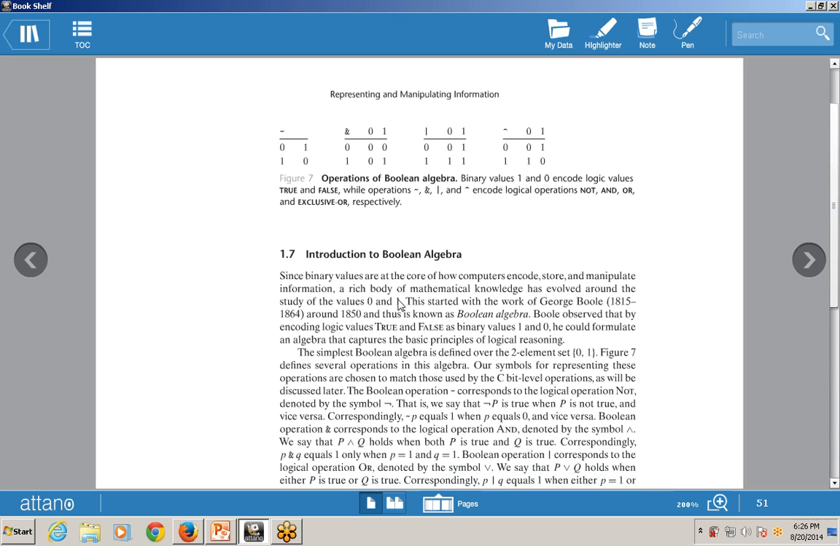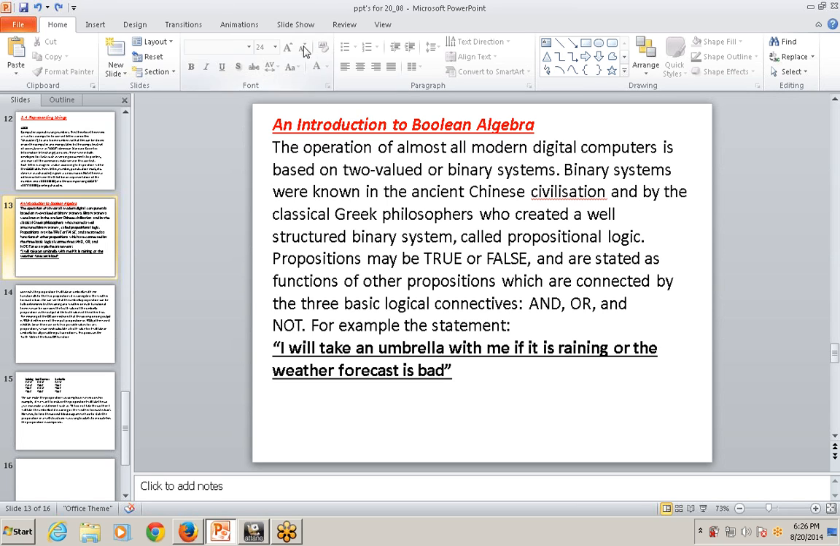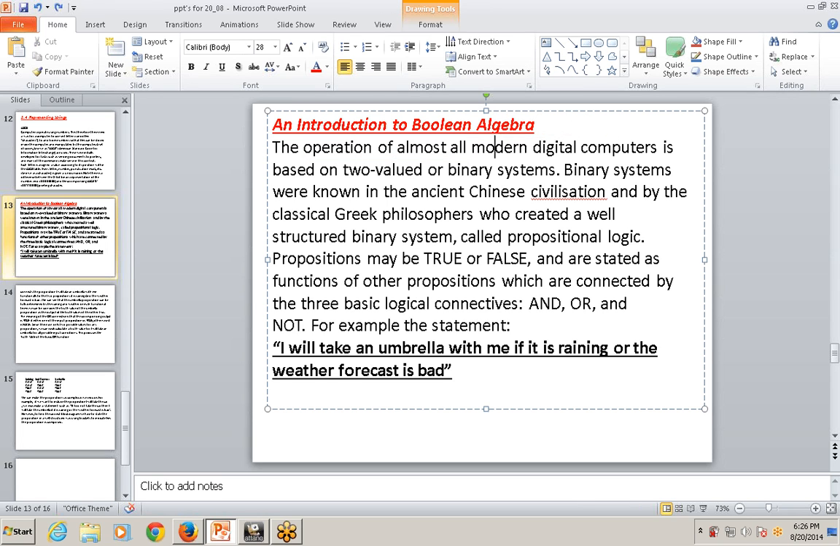Now, next is your introduction to Boolean algebra. This is one of the important topics and the easiest topic in computer system, how we can represent Boolean algebra in computer system. This says the operation of almost all modern digital computers is based on the two-valued or binary number system. As I told you, the most general format used in computer system is the binary number system, that is in the form of zeros and ones.